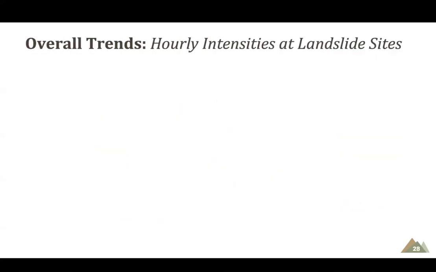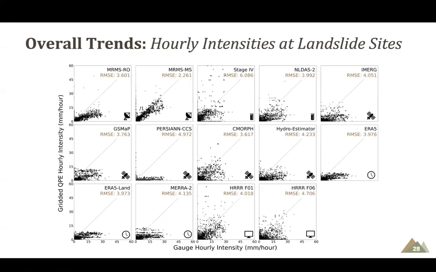So we can also look at some overall trends across the 100 or so landslides that I analyzed. These plots are showing hourly intensities at the landslide locations. On the x-axis, we have the hourly intensities that were captured by the closest gauges, and on the y-axis, we have the hourly intensities from our gridded QPE products. This is helpful to get a sense of patterns of over- versus underestimation for the different products compared to the closest gauges. And so just a couple of things that I can point out.